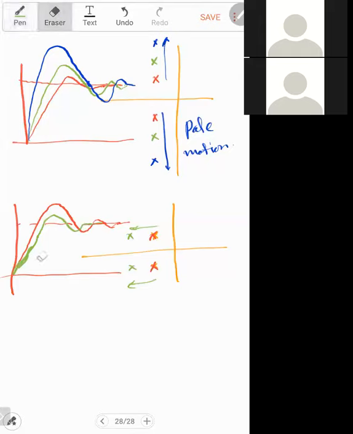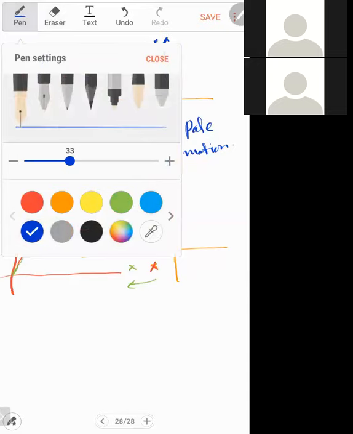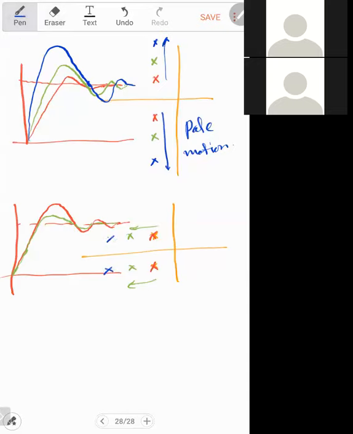But let me first plot this one properly because I didn't plot properly. And if you further move this one toward this side, this will further reduce. So you see, you can reduce the overshoot if you change the real part in the complex plane.